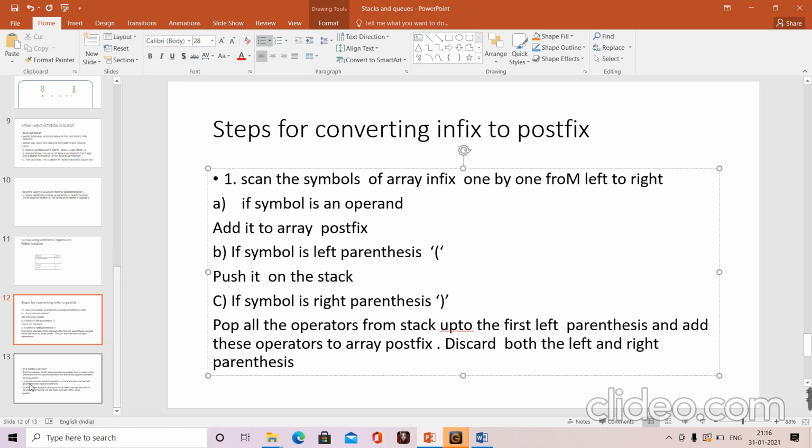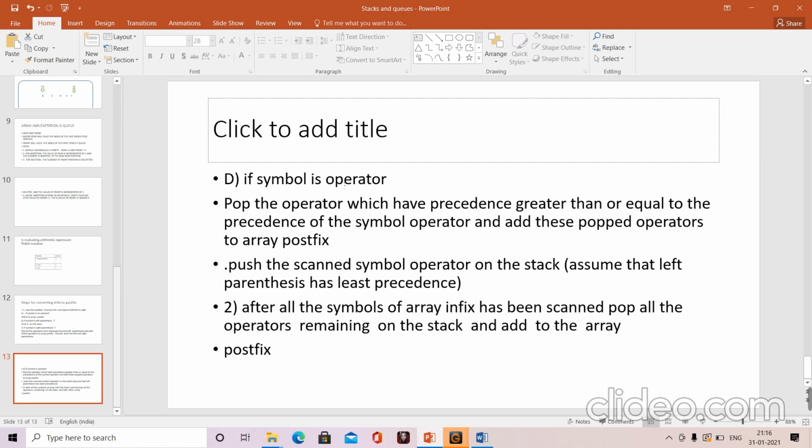discard both the left and right parentheses. And if the symbol is an operator, pop the operators which have precedence greater than or equal to the precedence of the symbol operator and add these popped operators to the array postfix. Then we push the scanned symbol operator on the stack. Assume that left parenthesis has less precedence. And after all the symbols of array infix have been scanned, pop all the operators remaining on the stack and add them to the array postfix. These are the steps to be followed while converting the expression from infix to postfix.